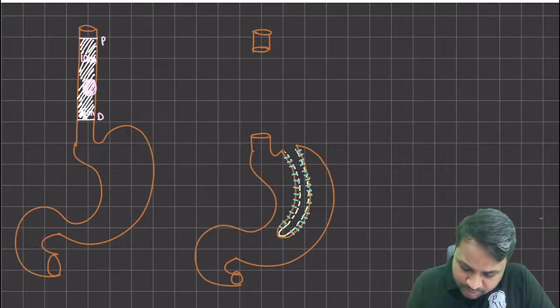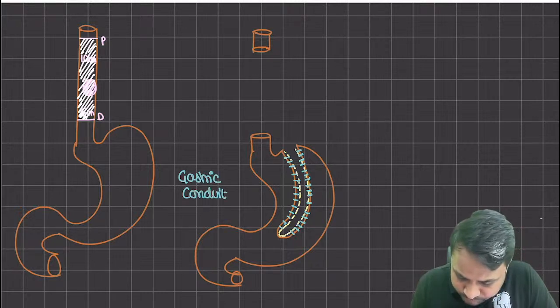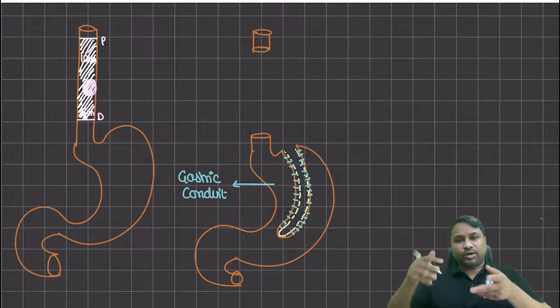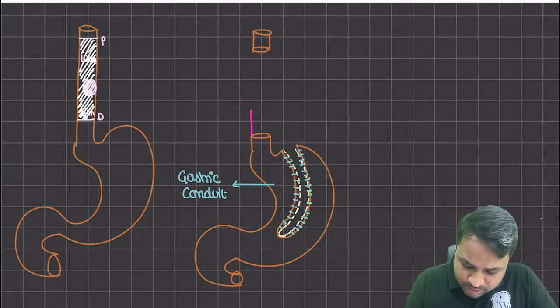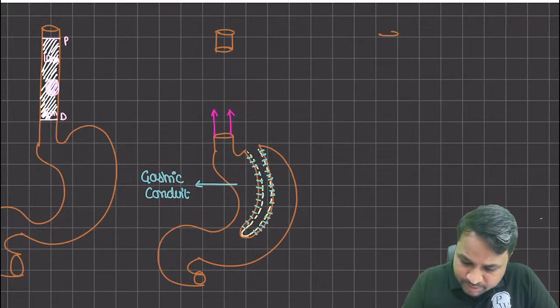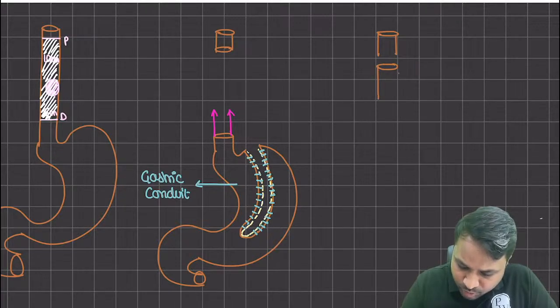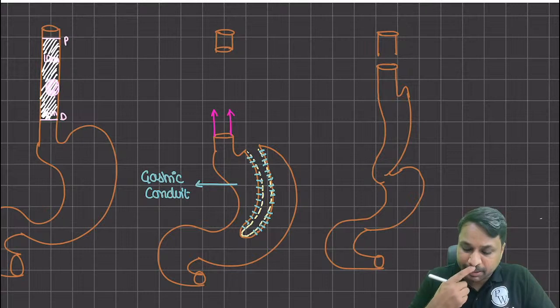Now this part is what we call the gastric conduit. When you construct the gastric conduit, you've put the staple, you've divided it. Now I will pull this part up. As I pull this part up, what is going to happen? This part of the esophagus is still here. This part of the esophagus is now pulled along with the stomach. Now this is the gastric conduit that you have pulled, which is continuous with the rest of the segment, and then it is continuous with the duodenum as well.